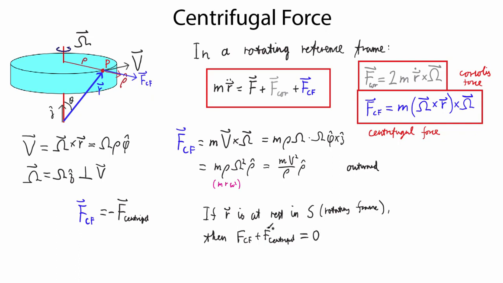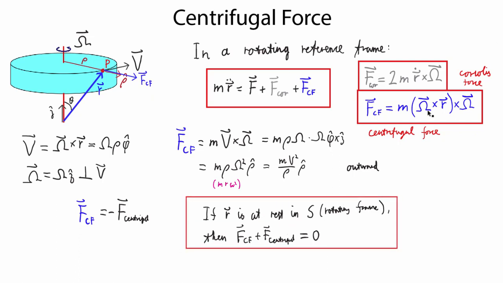Remember that the centripetal force is actually a real force. This will serve as the centripetal force if you're at rest. And if there's no acceleration in the rotating frame, then the centripetal force and the centrifugal force have to add up to 0. That's what this equation says. So in spite of its somewhat complicated appearance, the centrifugal force can be understood simply as the minus of the centripetal force. And it's probably easier in most cases to work with this form rather than that form.